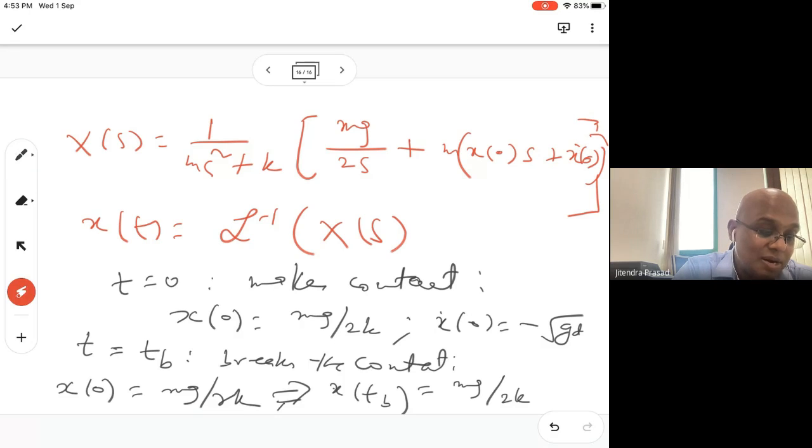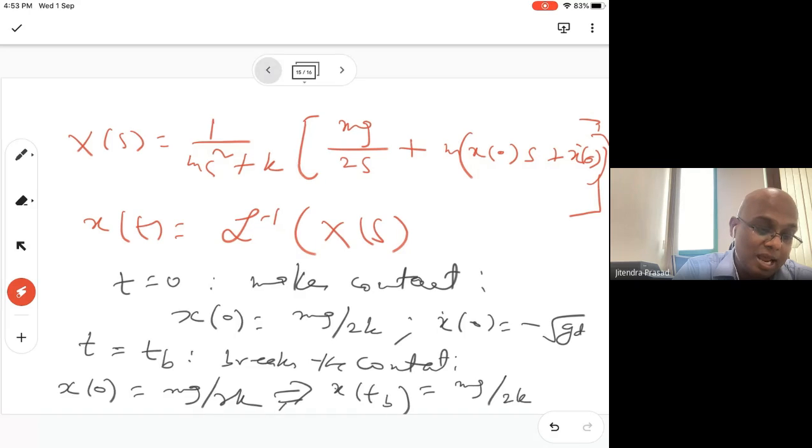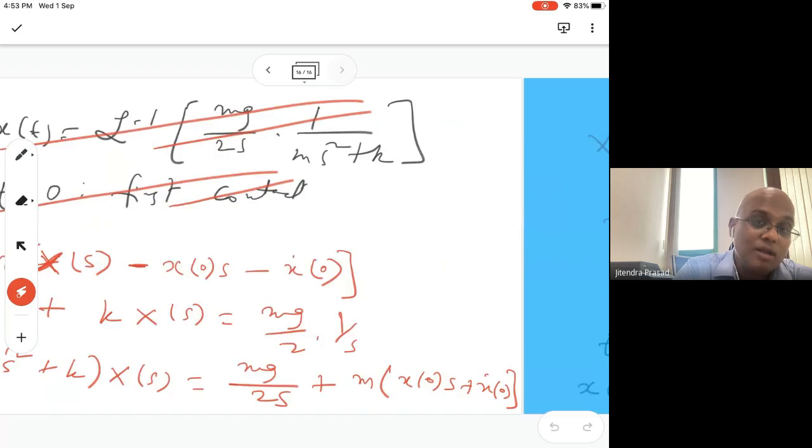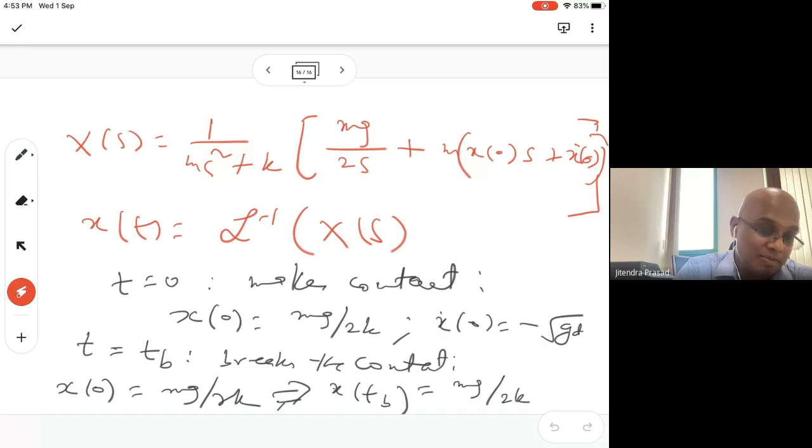So this is what we have to do. We first find x(t). Once we have found x(t), we put t equal to tb and set it equal to mg over 2k, and we find the value of tb from there. So we have gone through the process of how to solve this one. You have to actually solve it; I'm helping you. The main thing is writing the equation, and once you have written the equation, you can solve it.